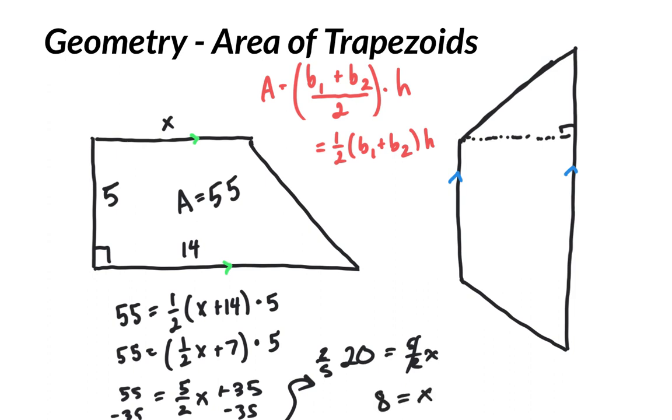Okay. Again, lots of ways we could have handled this problem. You could have started by dividing by 5, so you'd have 11 equals 1/2 (x plus 7), and then multiplying by 2, so you'd have 22 equals x plus 14. And that's probably the way I would handle this normally. But either way, you'll get the same answer using a little algebra.